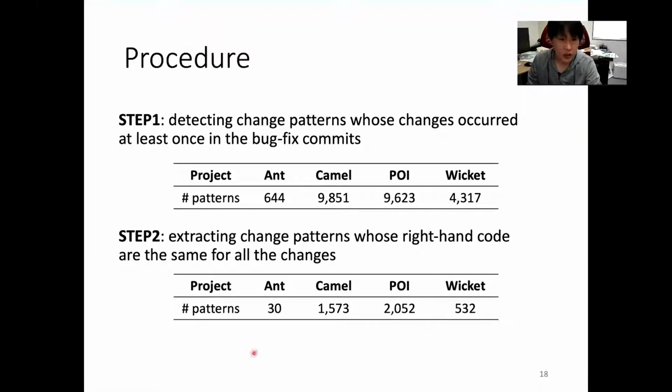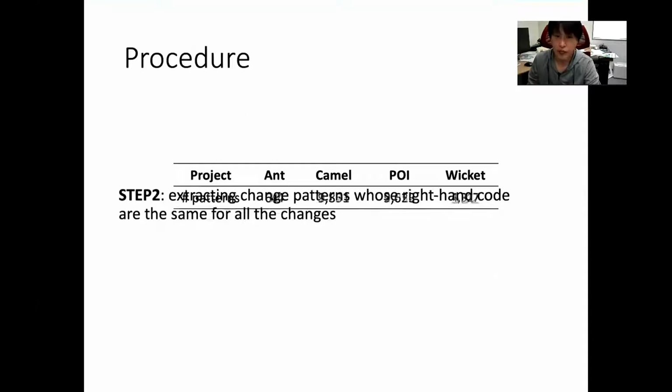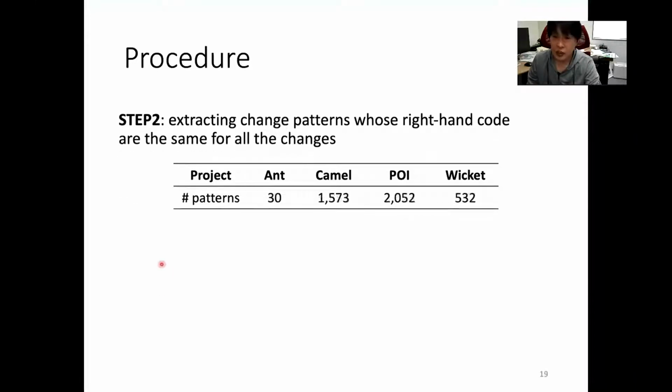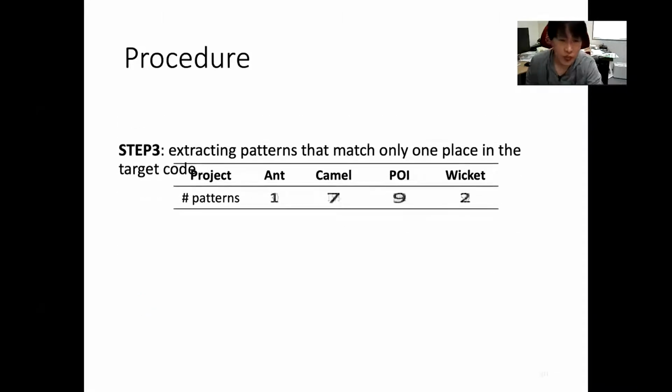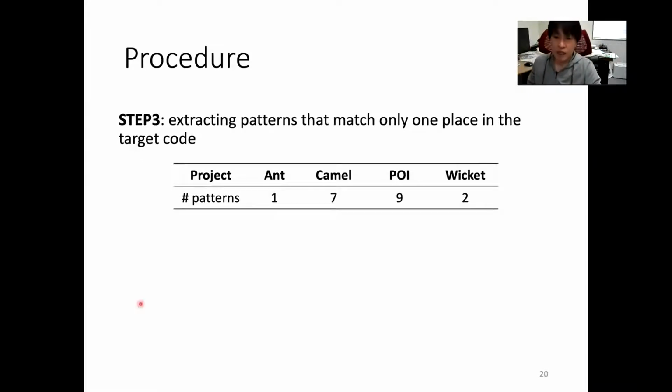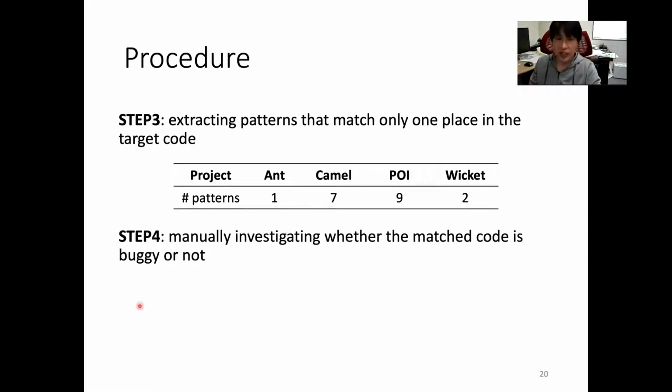We obtained those number of change patterns as a result of step 2. Next, we detected potential bugs by using those change patterns. In this evaluation, we extracted patterns that match only one place in the target code. And then in step 4, we manually investigated whether that matched code is buggy or not.